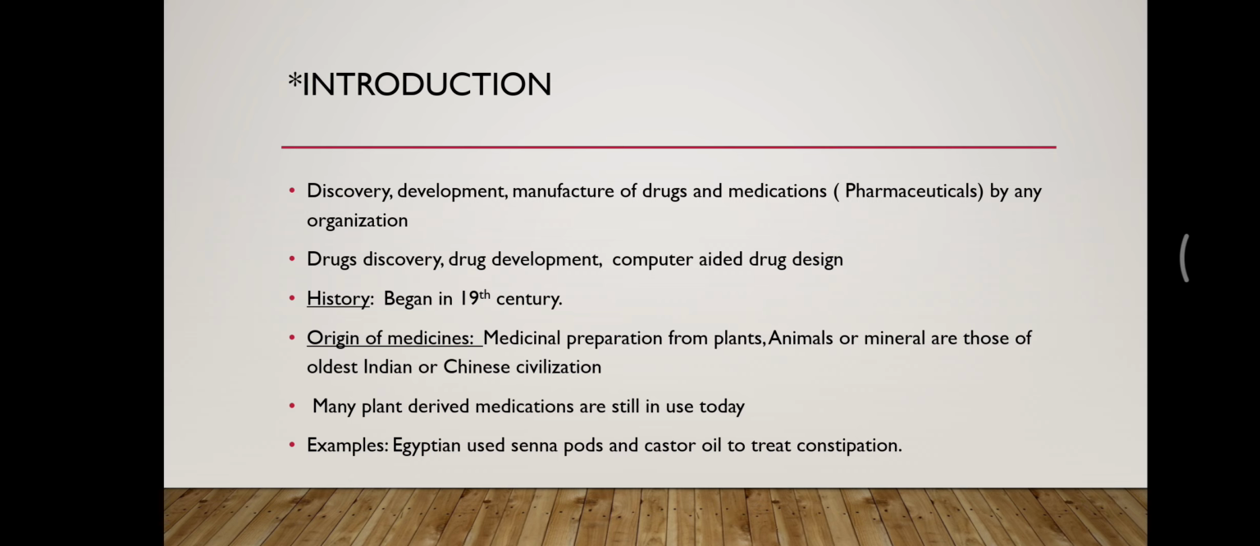The history began in the 19th century. The pharmaceutical industry has begun in the 19th century. We know the origin of medicines was some type of medicinal preparations from plants, animals, or minerals. It was in the Indian or Chinese civilizations. And today, we still use some plant derived medications in our day to day life to cure diseases. For example, Egyptians used senna pods and castor oil to treat constipation. This was one example of plant derived medications which we use in today's day-to-day life.